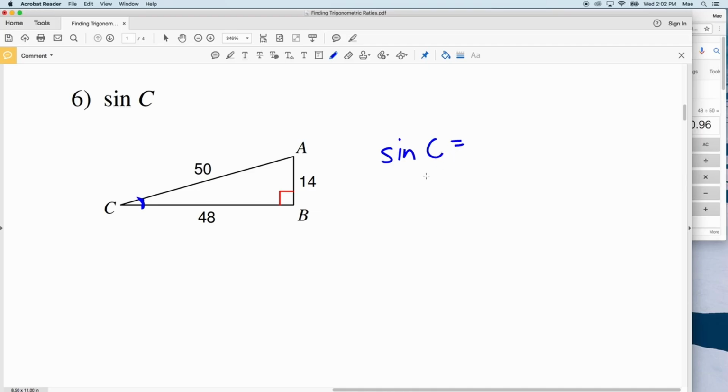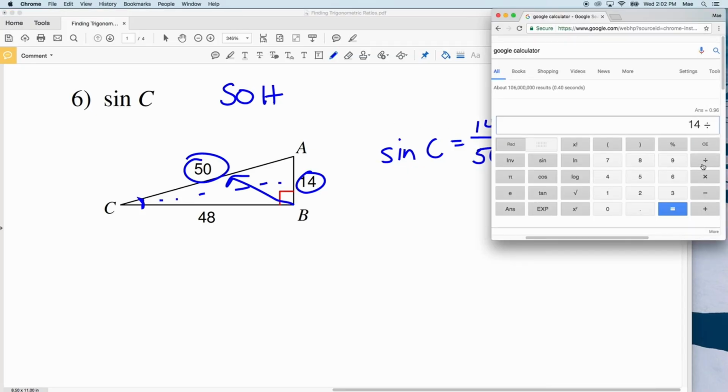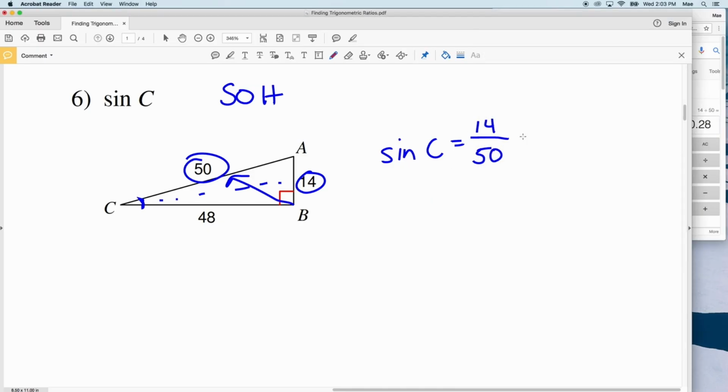So sine of C is equal to the opposite side, which is 14, over the hypotenuse. Think SOH. Sine equals opposite over hypotenuse, and the hypotenuse is always opposite the right angle. So our hypotenuse is 50. 14 divided by 50 will give us 0.28. So 14 over 50, the sine of C is equal to 0.2800.